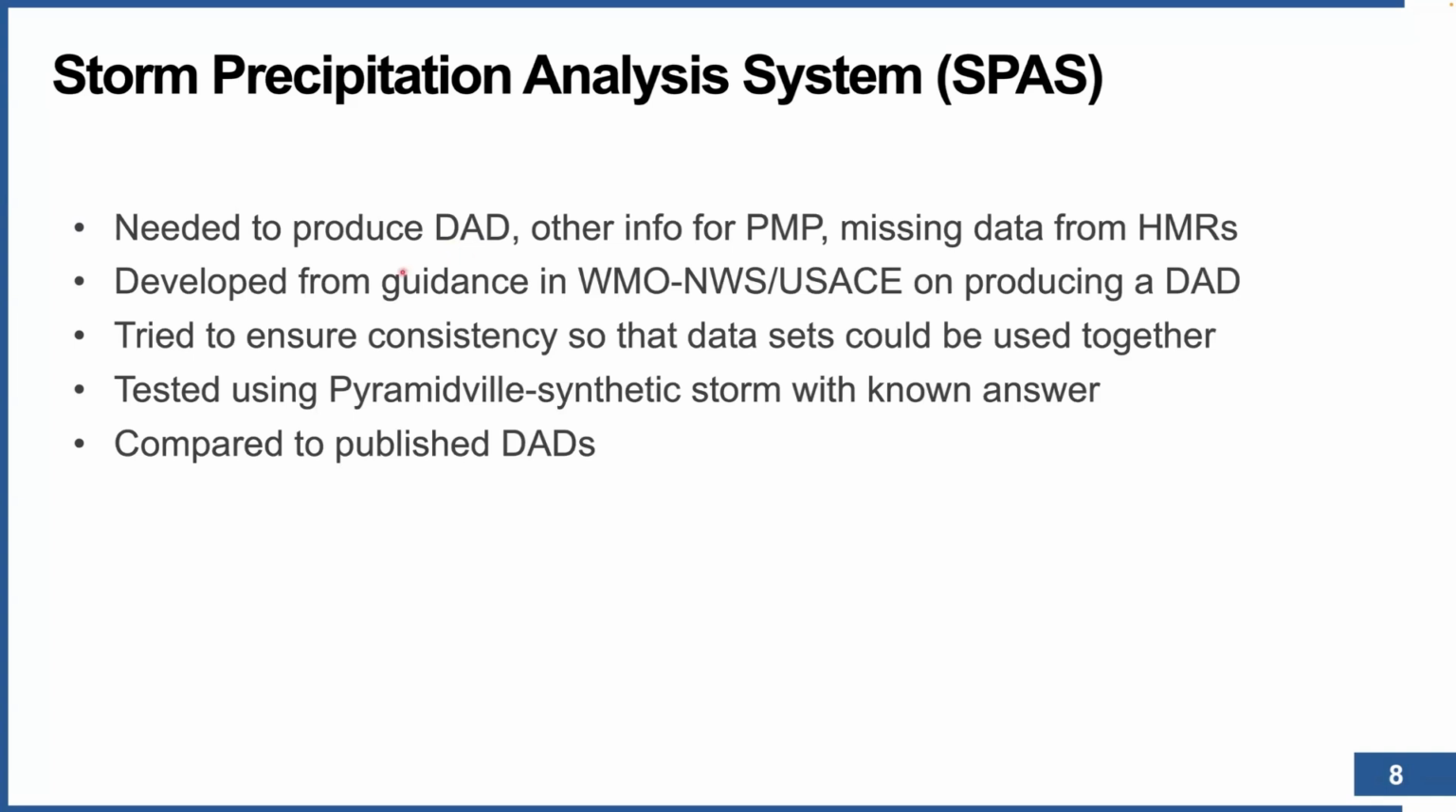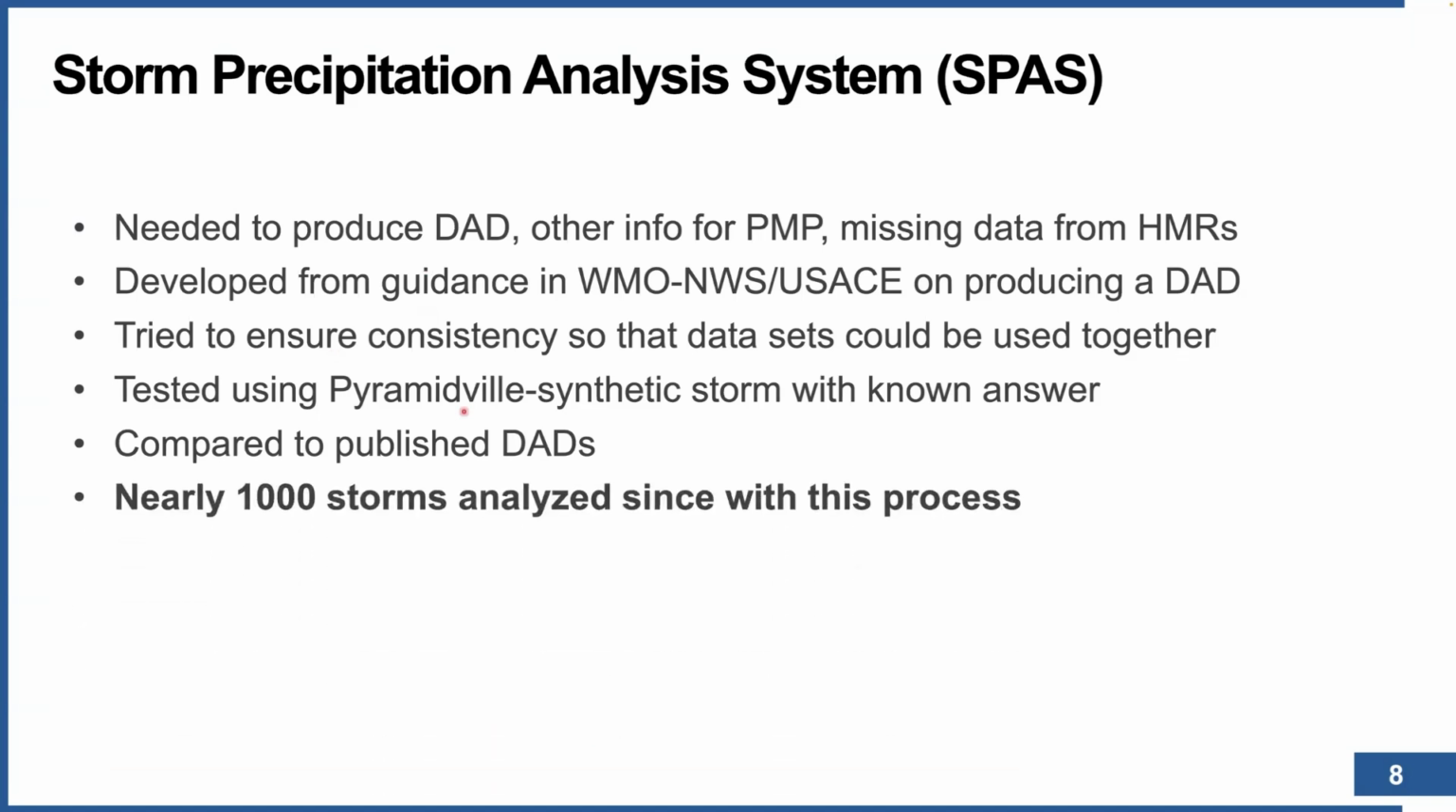And so when we did that, we developed it based on guidance from the World Meteorological Organization, the National Weather Service, and the U.S. Army Corps of Engineers on how they produced DADs in the past, so we could produce them in a similar manner and have a consistent data set through time, but with a process that utilized much more updated information like weather radar and satellite remote precipitation, and a climatological base map to spatially distribute rainfall between rain gauges and so on. So in that process, of course, we had to verify and validate the software to make sure that it did exactly what it was programmed to do.